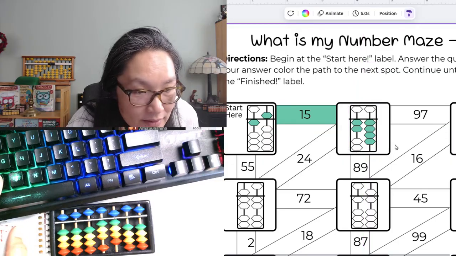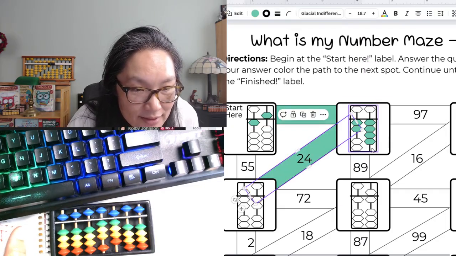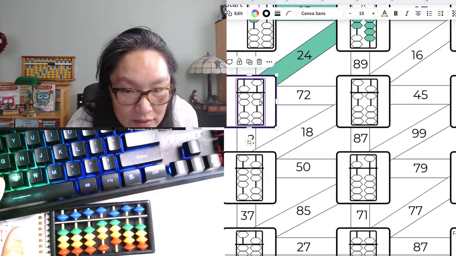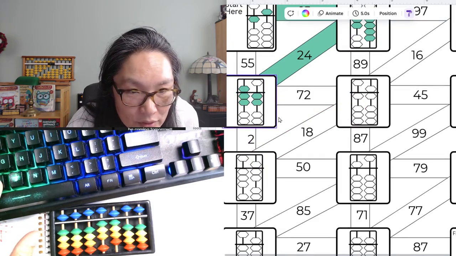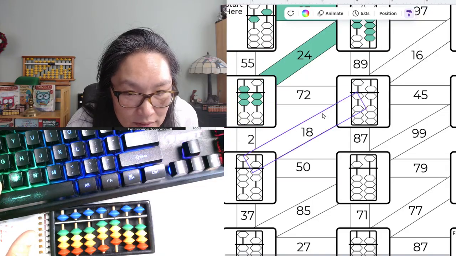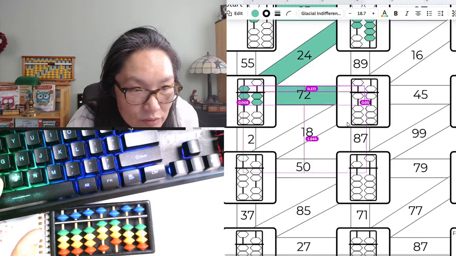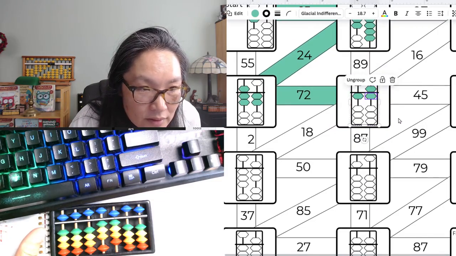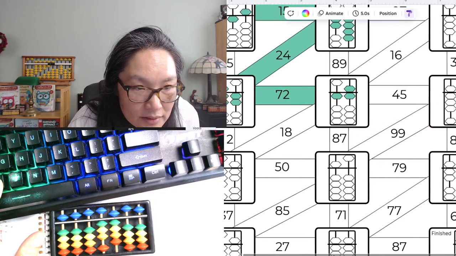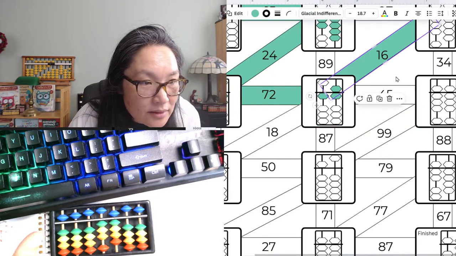What number is this? 24. Yes, thank you. So then, good, Colby. Thank you, Alma. So here's my next number to recognize, right? To understand. What number is this? 72. Yes, 72. So the next one is this one. What number is that? 16. Yes. So it's 16.